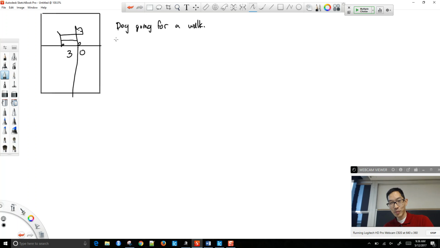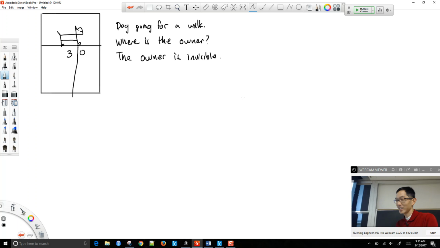But it says, where is the owner? Okay, and the owner is invisible. All right, that's the problem. The owner is invisible, and the leash is also invisible. All right, what is this ridiculousness? Okay, it's also invisible and elastic. All right, this is very important though, for the illustration.